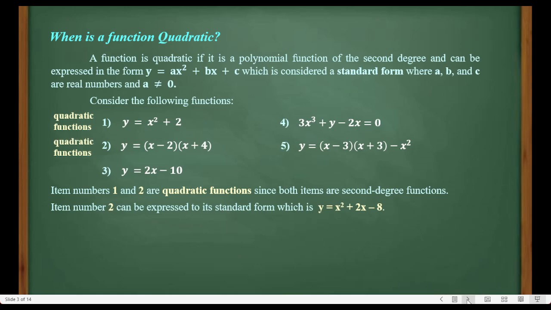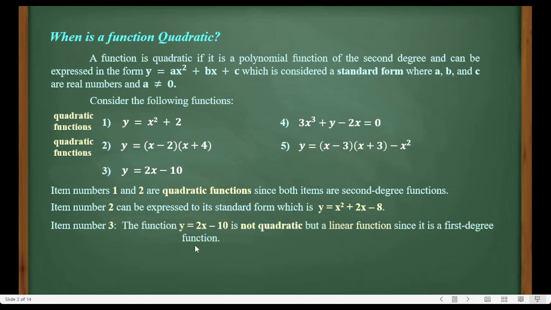Now what about number 3? Number 3, the function is y equals 2x minus 10, which is obviously not a quadratic function but a linear function since it is a first degree function. Number 4 has the highest degree of 3, so therefore this is not quadratic but a cubic function or a third degree function. So number 4 is again not a quadratic function. How about 5?